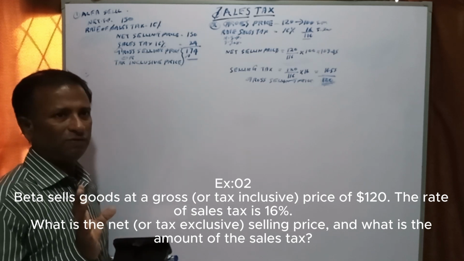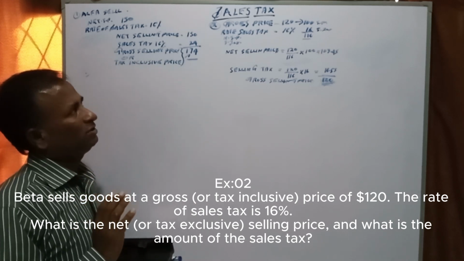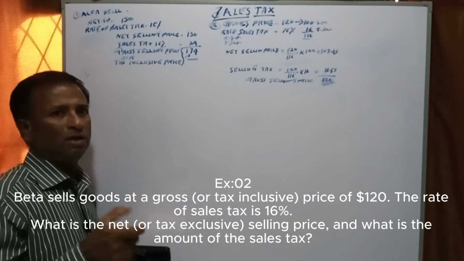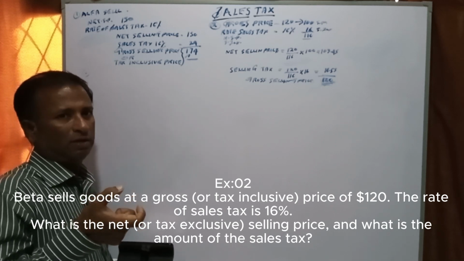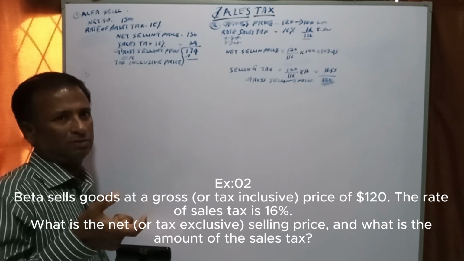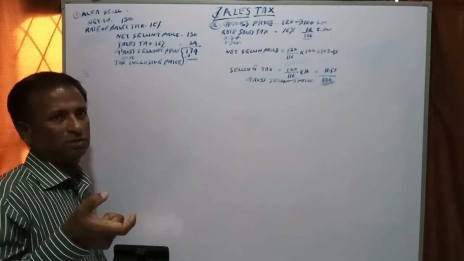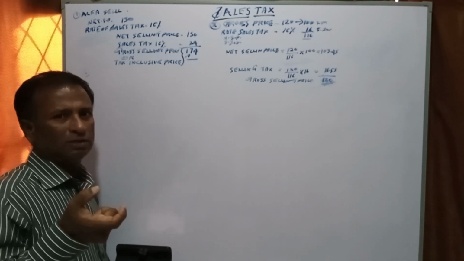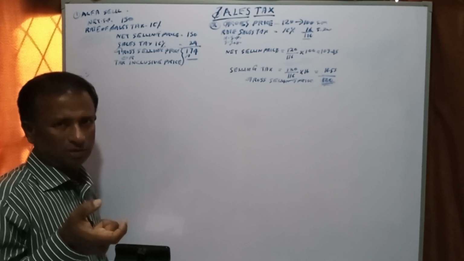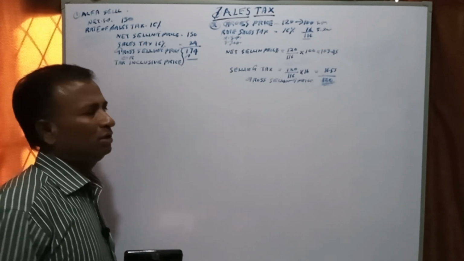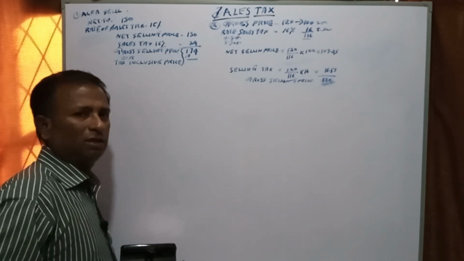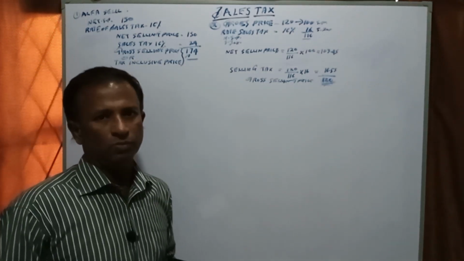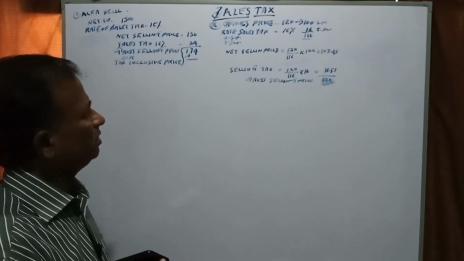First of all, you have to segregate the gross selling price and net selling price. Gross selling price includes the sales tax portion. Net selling price does not include the sales tax portion. If you keep it in your mind in such a way, it will be easy for you to tackle the accounts.